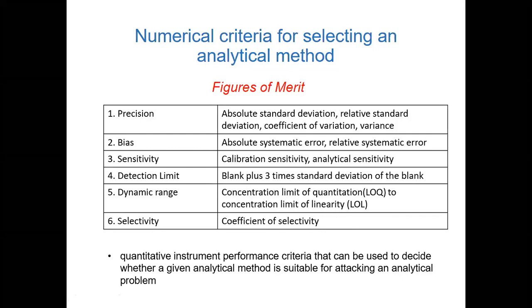Okay, any quantitative instrument performance criteria that can be used to decide whether a given analytical method is suitable for attacking an analytical problem. So, if there's an analytical problem, we have to find whether we can use this given analytical method to attack this analytical problem. In order to see whether we can use it or not, we have to use this instrument performance criteria.